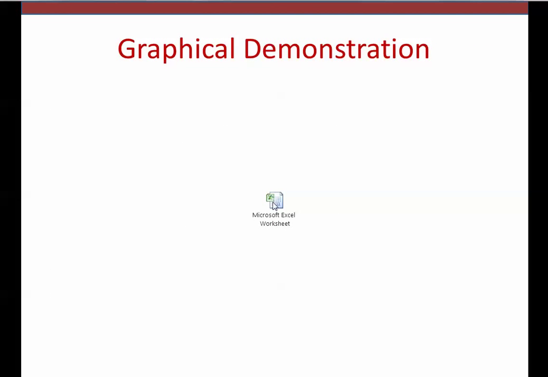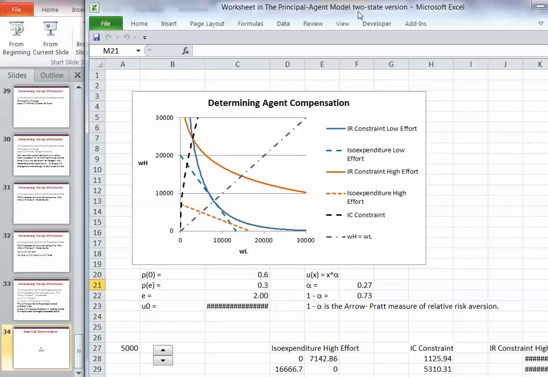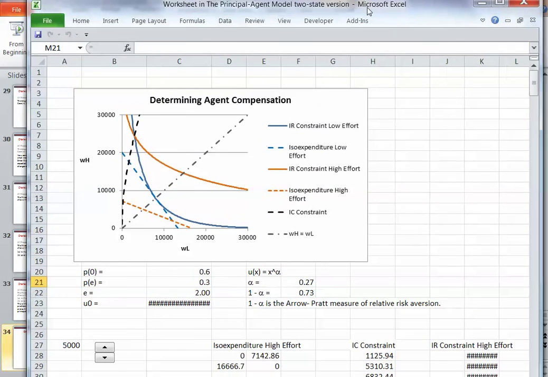Now, I have a little graphical demonstration. Let me see if I can get that. And so I'm going to see if I can move this Excel here.